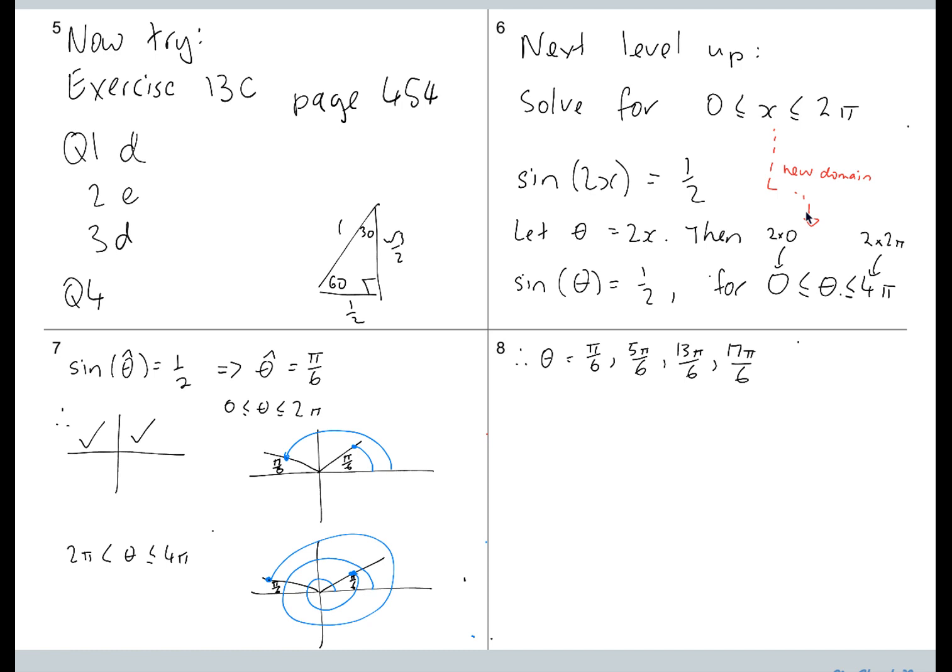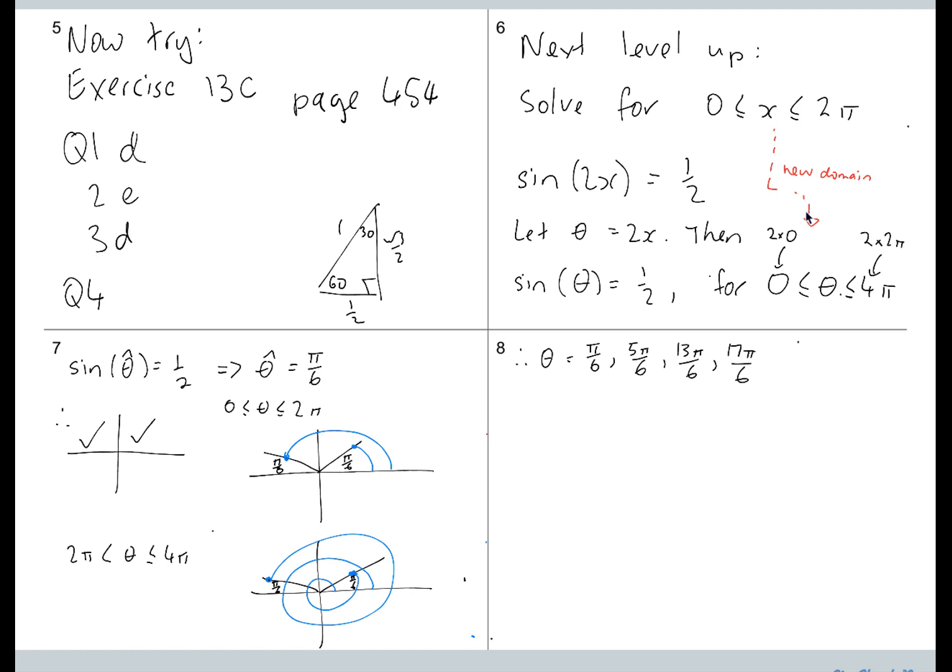I'll say it slightly differently as well. So for the 17 pi on 6, that would be all the way around to here, but back a pi on 6. Well, that's pi, 2 pi, 3 pi. What's 3 pi as something on 6? That'd be 18 pi on 6. Back pi on 6 makes it 17 pi on 6. Does that make more sense? Yeah, cool. All right, no more questions.